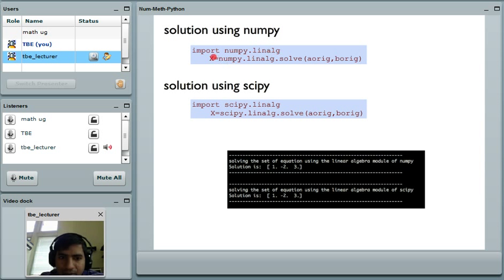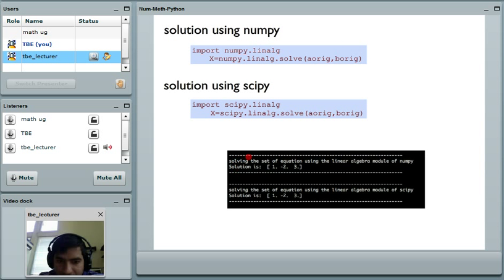The solution can be obtained just by writing x equals numpy.linalg.solve. NumPy is a box inside which linear algebra is another box, and inside that, solve is one particular object inside the two boxes. That's the final destination I'm going to look at. So it's numpy.linalg.solve of the original matrices you started with, A original and B original.